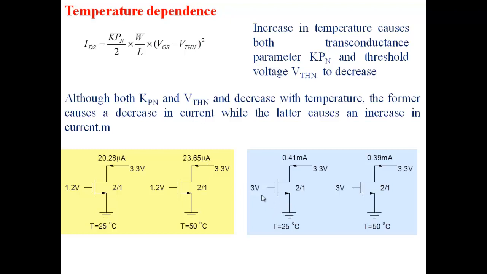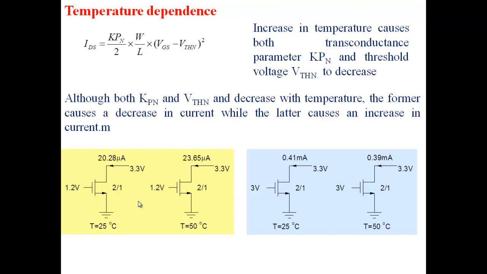Note here, 3 volt I apply, 25 degree 0.41, and 3 volt I apply is 0.39. Don't go too much by the numbers. The numbers would be smaller, right? All that is indicating is that the current would be smaller here.